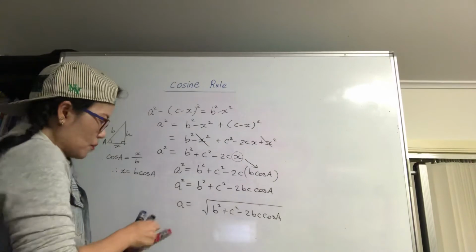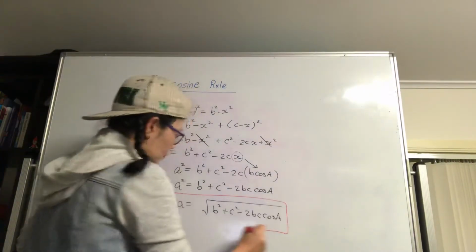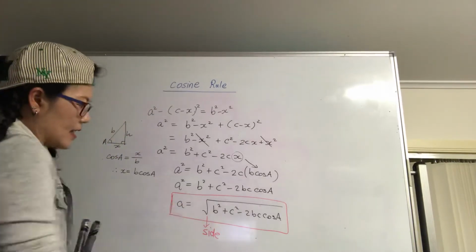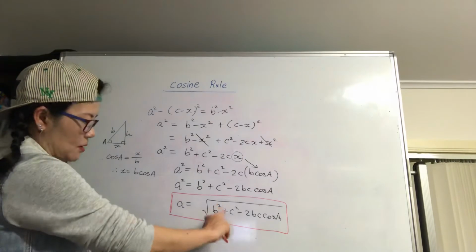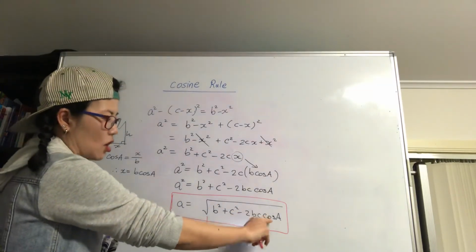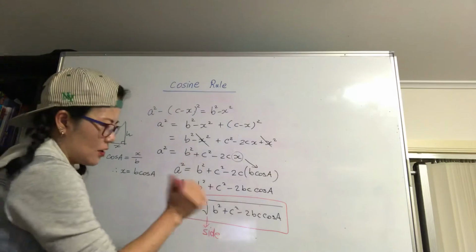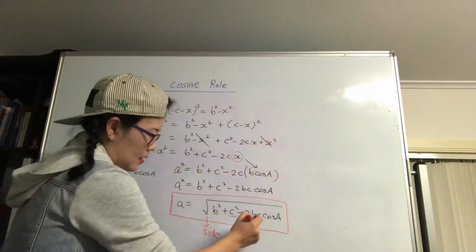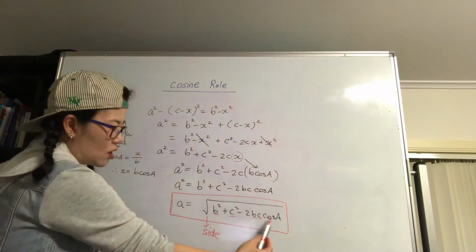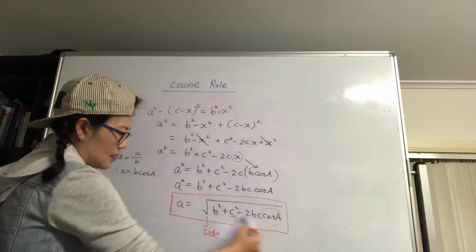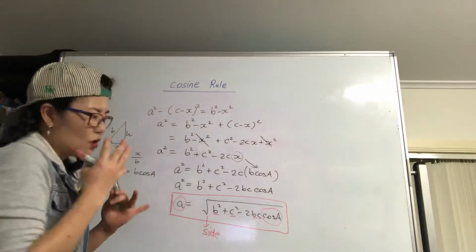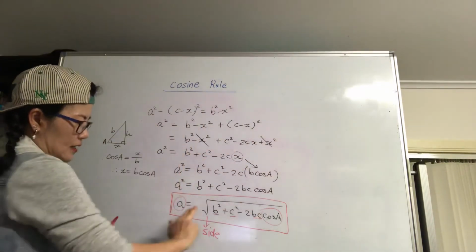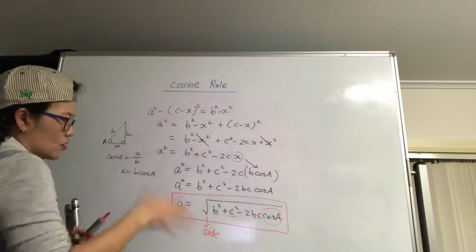So your formula now for looking for a side is A equals the square root of B squared plus C squared minus 2bc cos A. The way I remember it is, it's BC times BC here, and then cos A is opposite with A. When we do the questions, you will see what I'm talking about. So just try to memorize this pattern so that it's easier to understand.